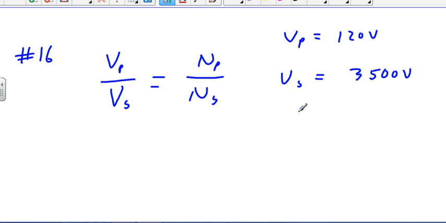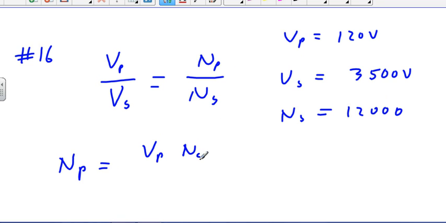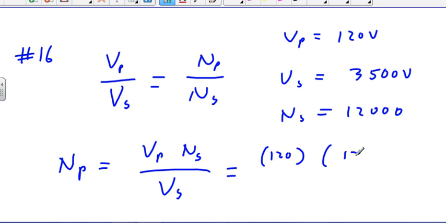And the number of turns in the secondary is 12,000. And we want to find the turns in the primary. Right, so we'll do cross multiplication. Turns in the primary is equal to voltage primary times turns secondary divided by voltage secondary. Okay, 120 times 12,000 divided by 3,500.